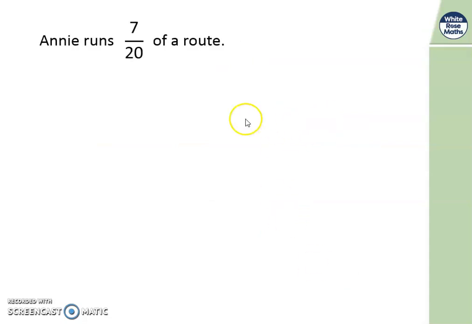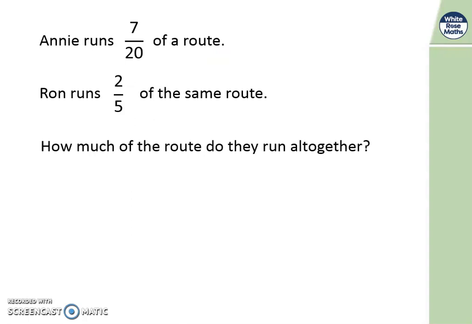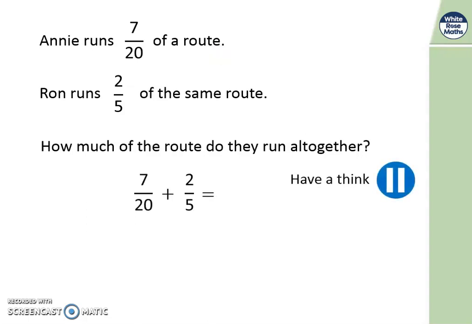Let's try it in a word problem. Annie runs 7/20ths of a route. Ron runs 2/5 of the same route. How much of the route do they run altogether? Altogether means I need to add. So I'm going to add those two fractions together. But you can see that they're not the same denominator. I need to change fifths into 20ths. Pause the video and have a go.